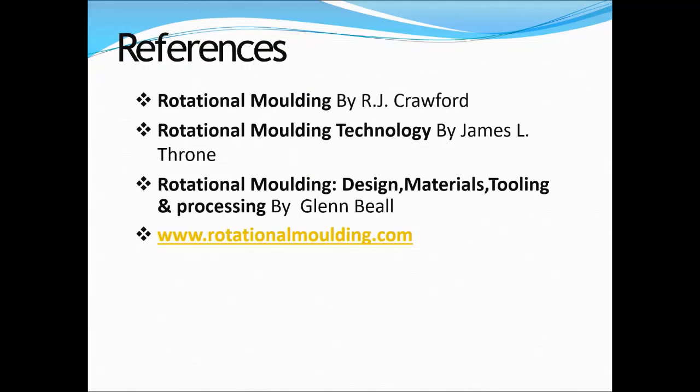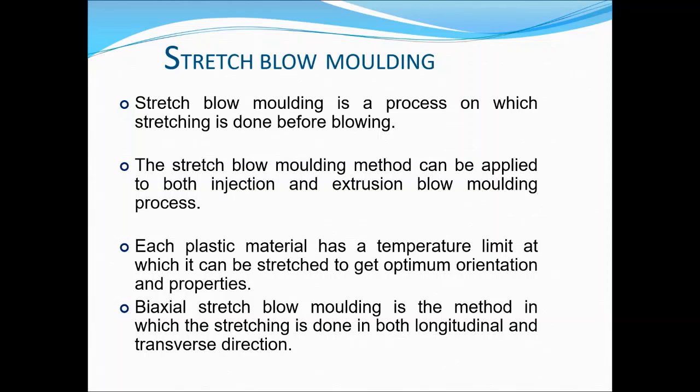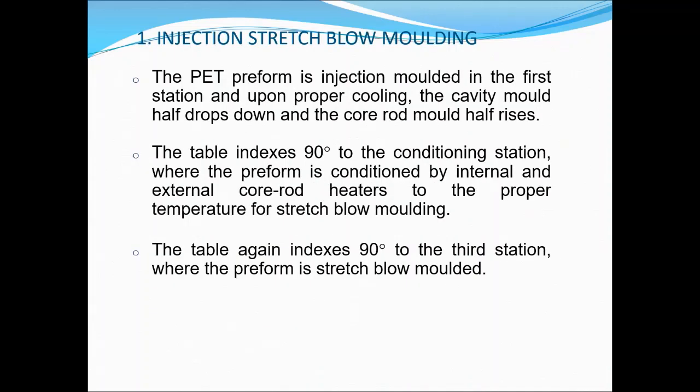Stretch blow molding. Stretch blow molding is the process in which stretching is done before blowing. The stretch blow molding methods are injection stretch blowing and extrusion stretch blowing. Preform injection molding is the first station. So PET bottles are manufactured with the help of this machine.